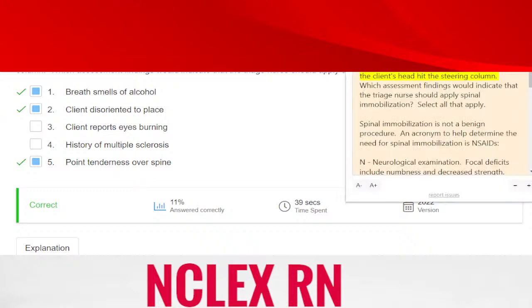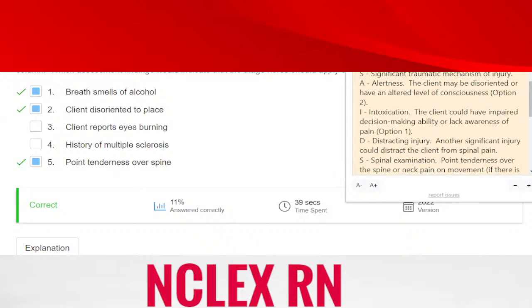The emergency department nurse is assessing a client brought in after a car accident in which the client's head hit the steering column. Which assessment findings would indicate that the triage nurse should apply spinal immobilization? Select all that apply. Spinal immobilization is not a benign procedure. An acronym to help determine the need for spinal immobilization is NSAIDs.